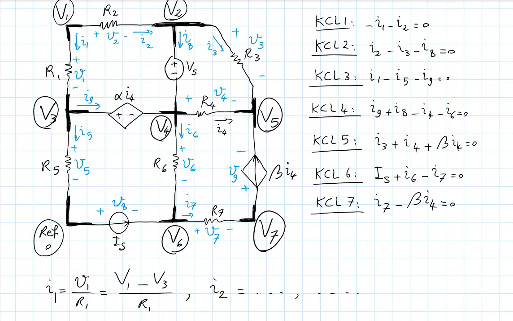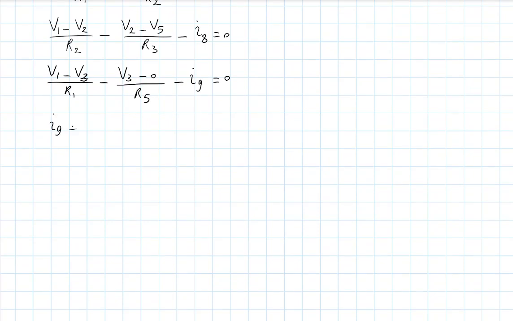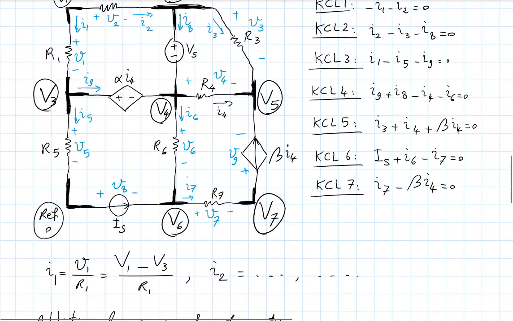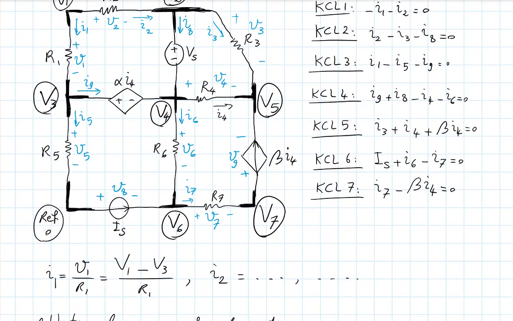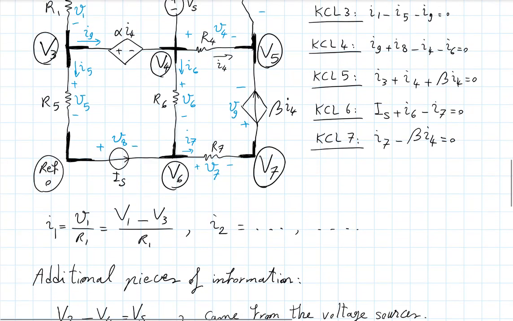And then KCL4, we have I8 and I9, which again we have to keep as they are. And then we have minus I4 minus I6. Okay, so I9 plus I8 minus I4. And I4 is simply little v4 by R4, which is big V4 minus big V5, so by R4. And then minus I6, which is big V4 minus big V6 by R6.